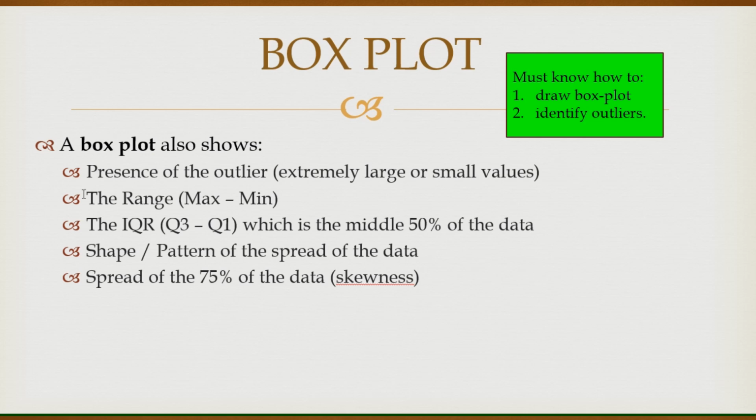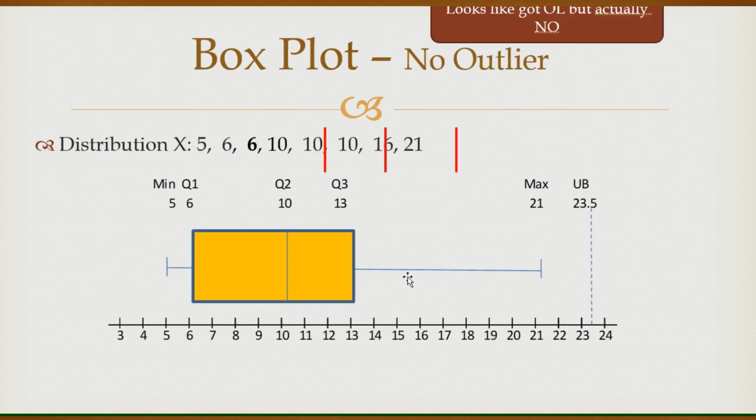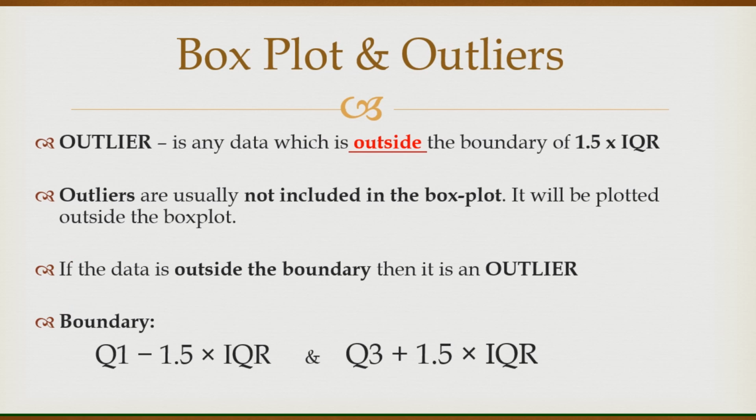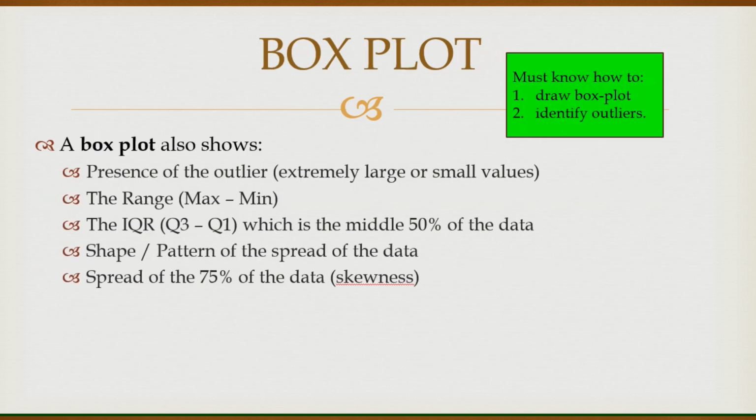So what does your box plot show you? There might be outlier or not. Like the box plot I showed you earlier. See, this is so short, this is so long. So maybe this is an outlier, maybe. Okay, so you are able to basically see whether there is outlier or not, and a value that is extremely large or small.